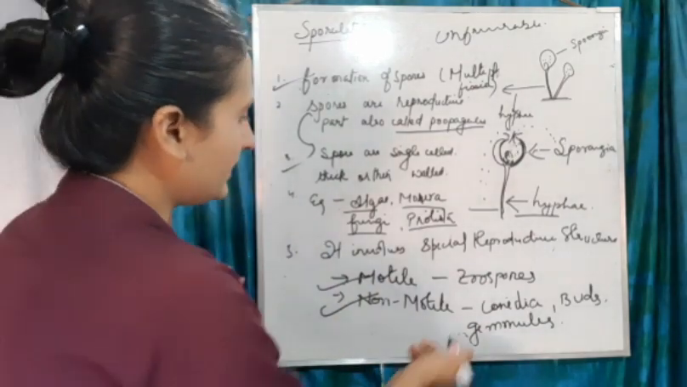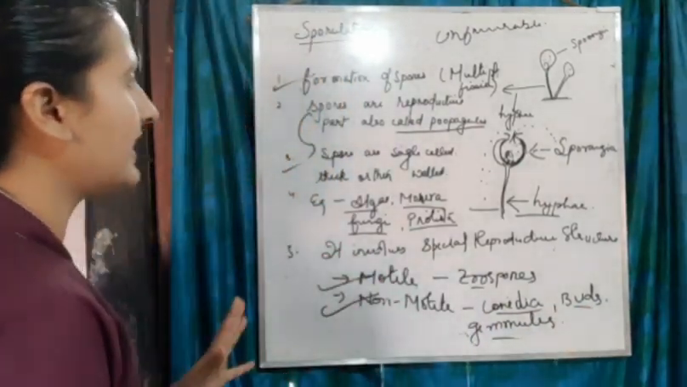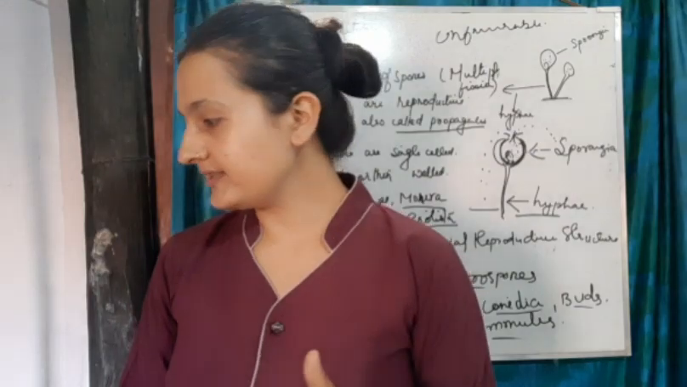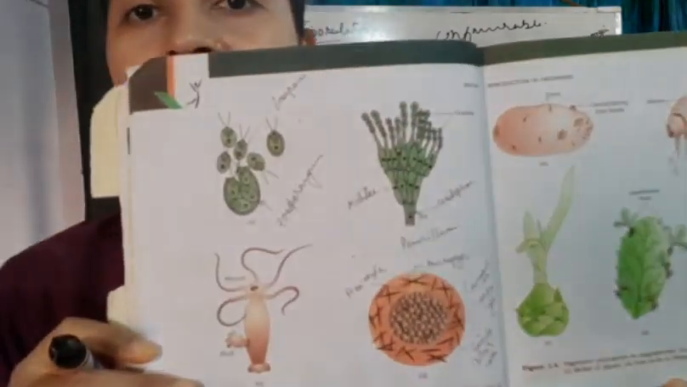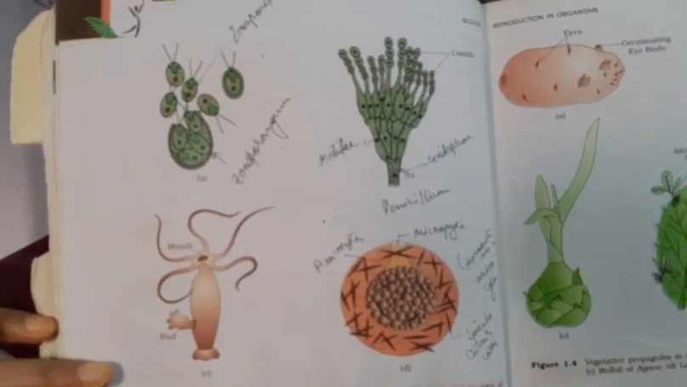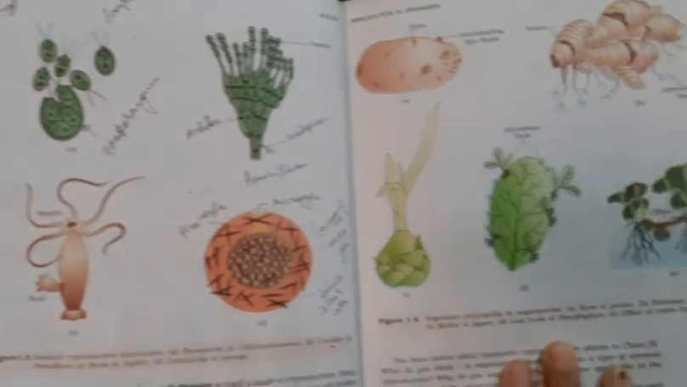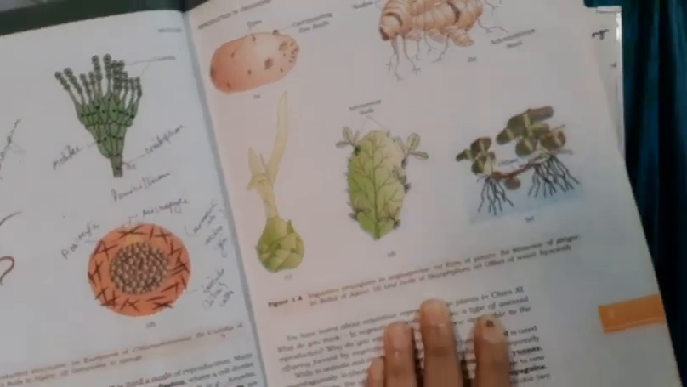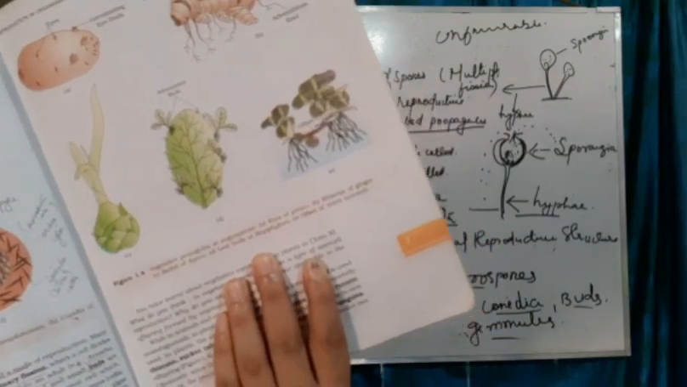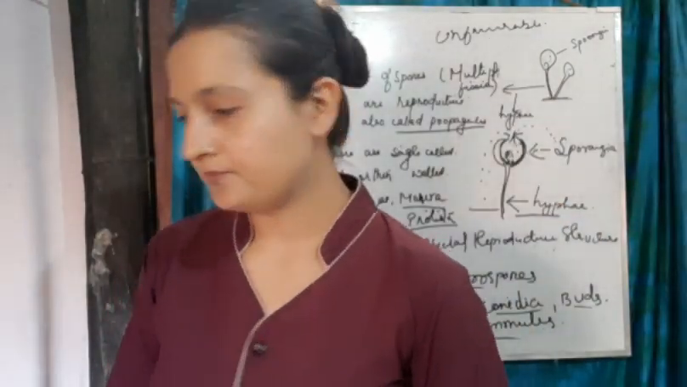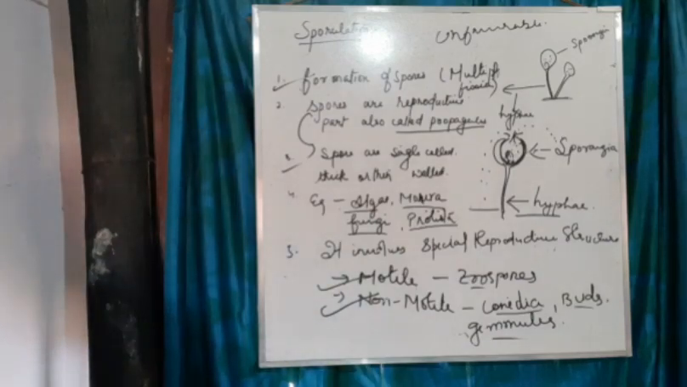So let us see what is zoospore, what is conidia, what is buds, and what is gemmules. So will you please see page number 6 in your NCERT book? Can you see this? In the NCERT book, various examples are given. All right, can you see this? Okay. So let me start with zoospores, okay?